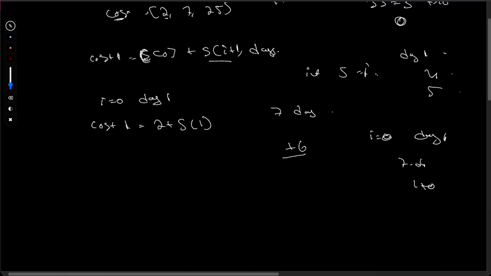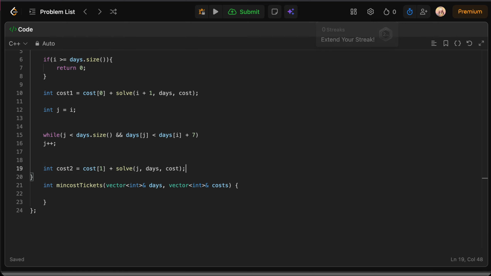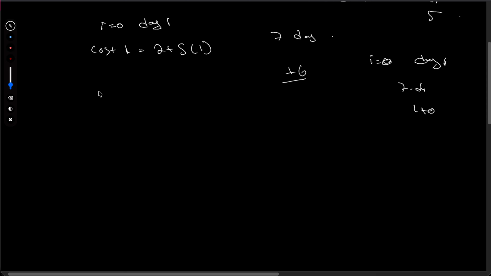So next we write, see, int cost 2 is cost 1 plus solve of j, days and cost. Okay, see what this means. If cost 2 is 7 plus solve of 3, so 7 plus 0 is 7.